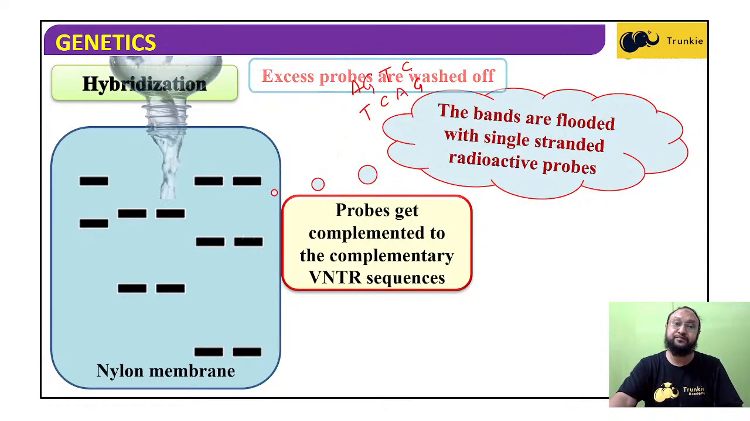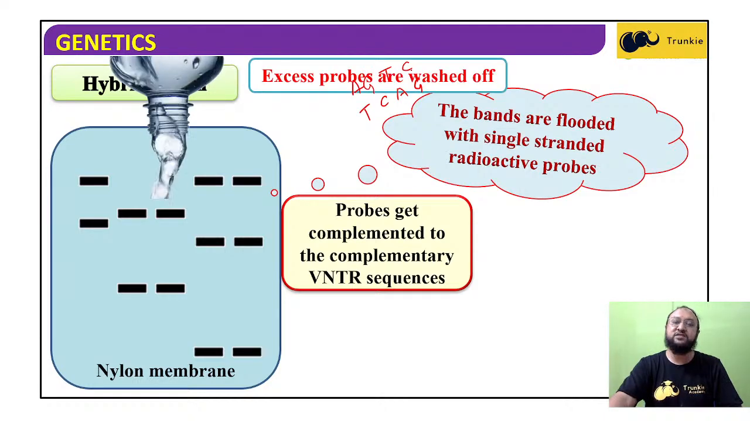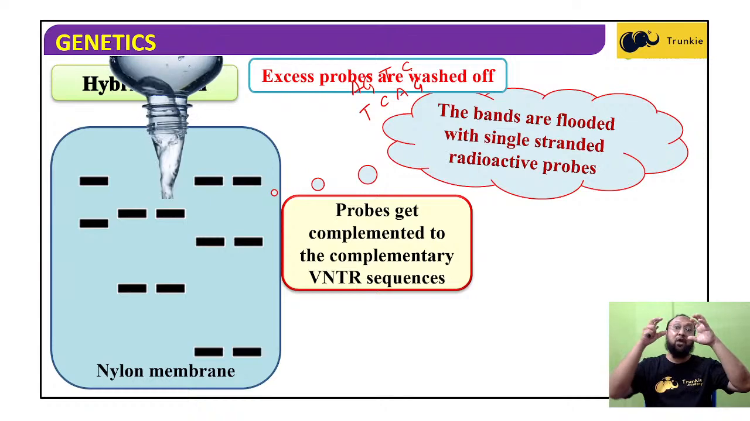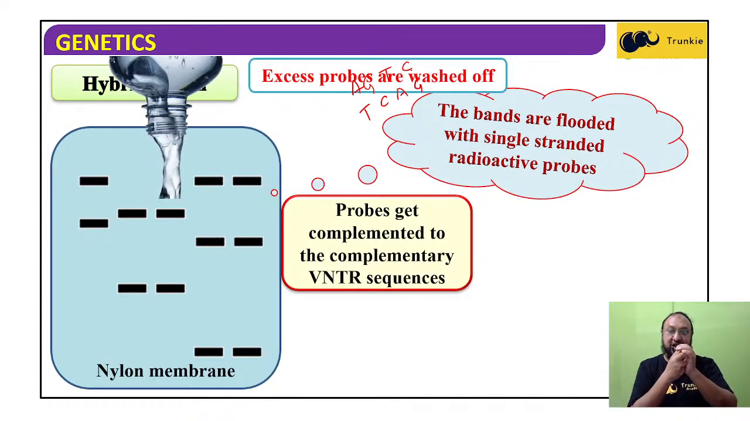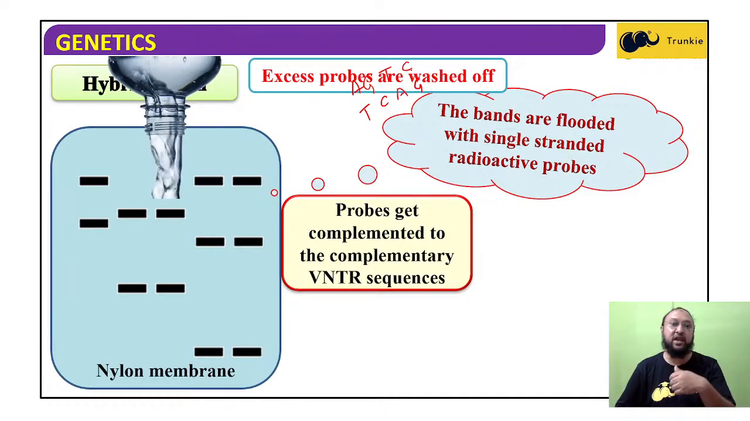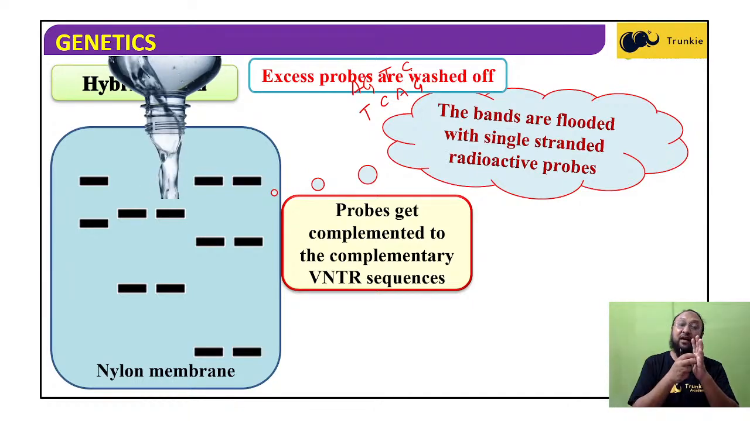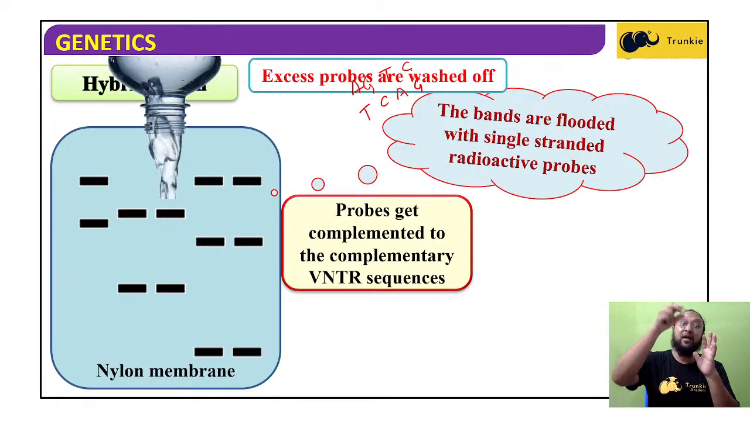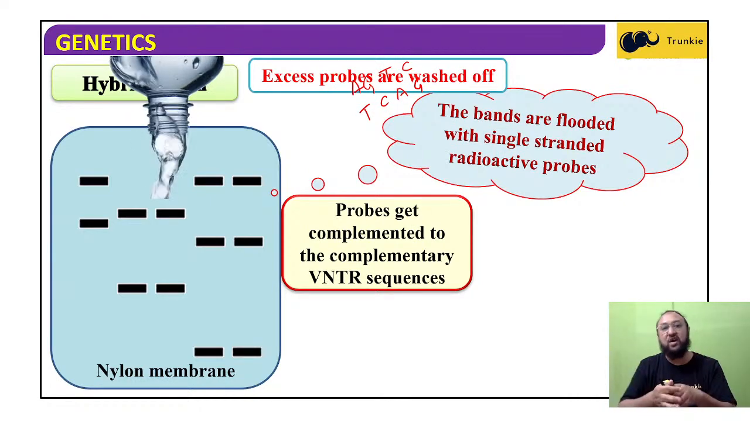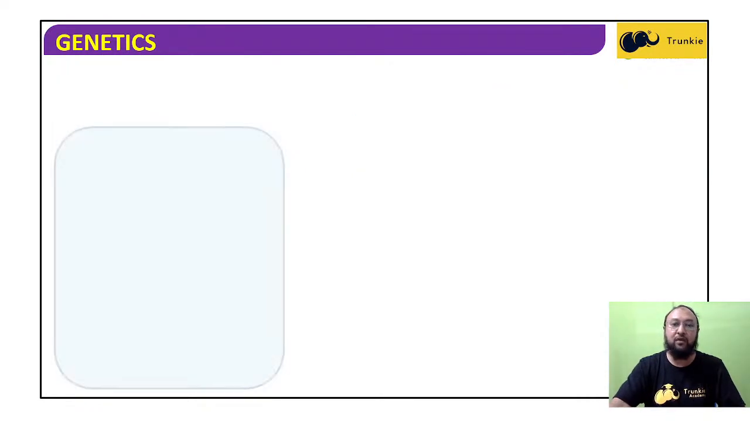Now, excess probes are washed off. Once there has been the formation of the complementary strand, the fragment present in the nylon membrane will take the complementary part from the one which was flooded there, and then the extra is washed off.